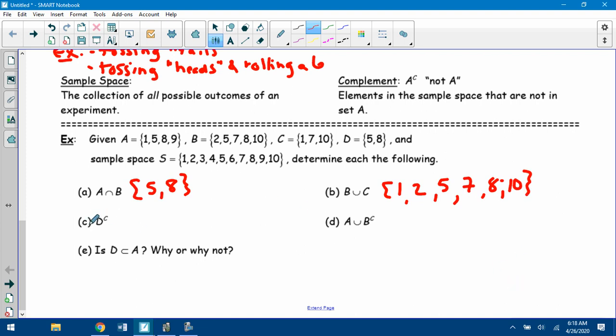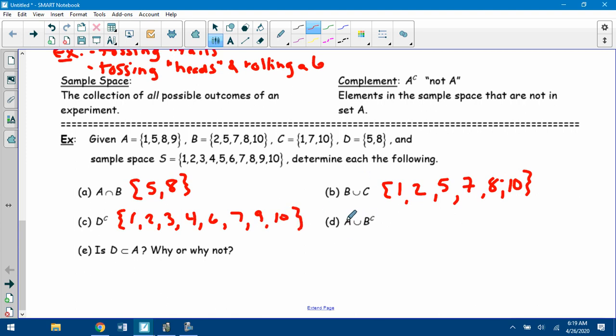D with a C, that means not in D, D complement. So anything that's in the sample space except 5 and 8. So you really have to look at the sample space here and list out everything that's not in D. So that's 1, 2, 3, 4, skip 5 because that's in D, 6, 7, skip 8, 9, 10.